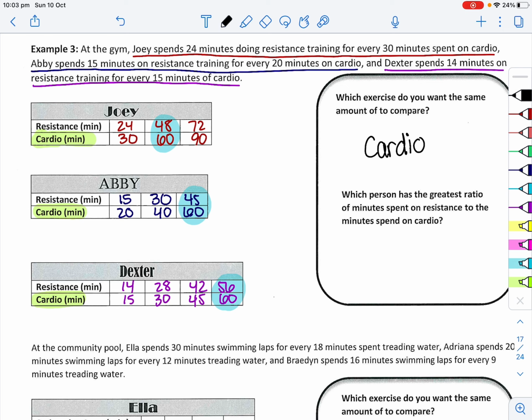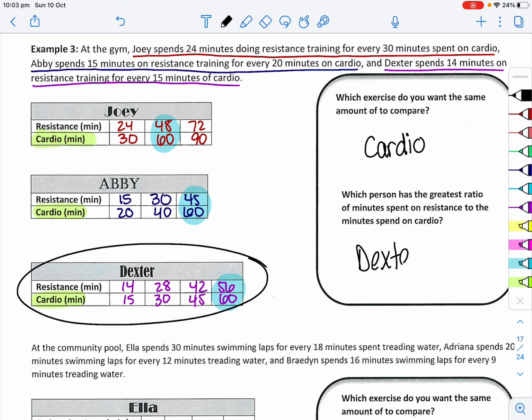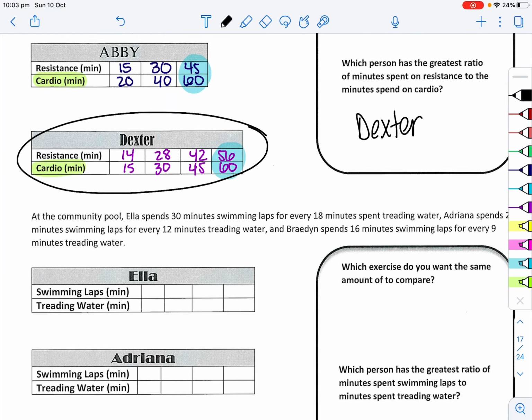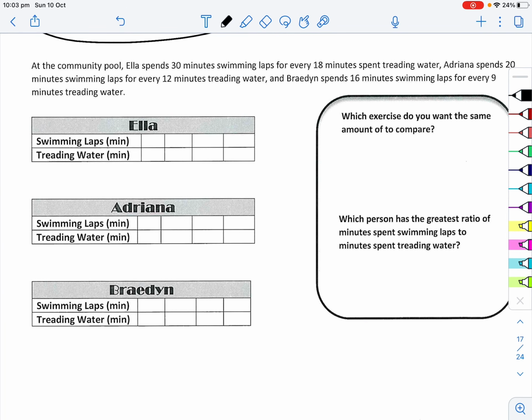So now that I've got all of my cardio the same, I'm going to compare the amount of time they spend on resistance. And Dexter here has the greatest ratio of resistance to cardio. The last one says, at the community pool, Ella spends 30 minutes swimming laps for every 18 minutes spent treading water. So 30 and 18.